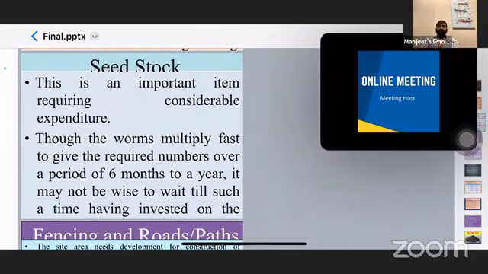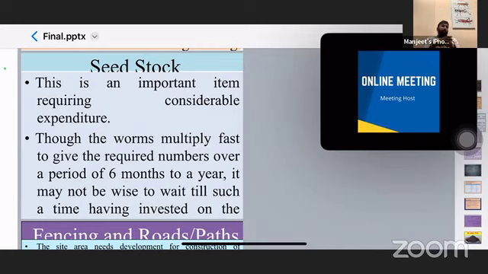So, seed stock. This is an important item requiring considerable expenditure. The worms multiply fast to give the required number over a period of 6 months to 1 year. It may not be wise to wait till such a time, having invested heavily on the infrastructure. Thus, worms at the rate of 1 kg per bed volume should be adequate to start with and to build up the required population in two or three cycles without unduly affecting the estimated production.